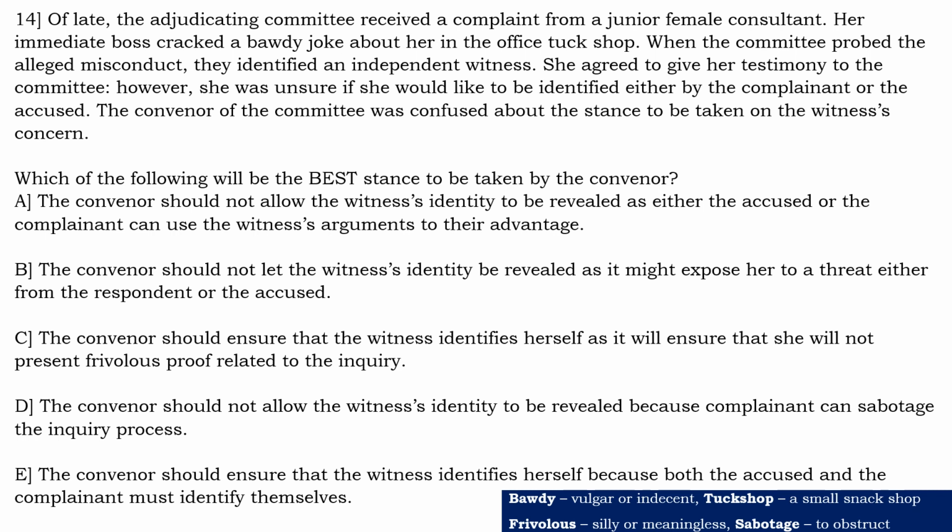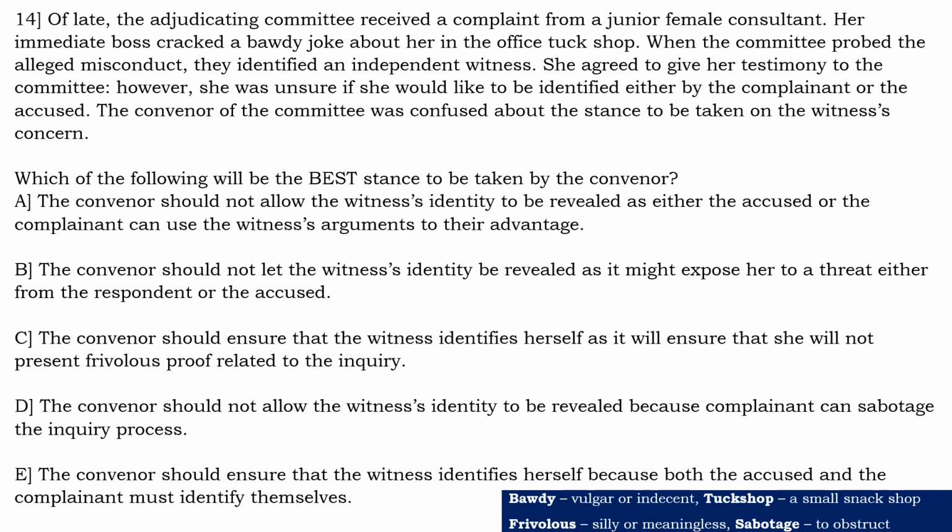Option C, the convener should ensure that the witness identifies herself, as it will ensure that she will not present frivolous proof. Frivolous means silly or meaningless. So this says that she should reveal her identity so as to prevent her from saying something silly or meaningless. Whether she is hiding her identity or revealing her identity, if she wants to present a silly or meaningless proof, that is definitely going to happen. So keeping her identity secret is not going to affect the quality of her statement. So this again is not a good answer. So you can remove it.